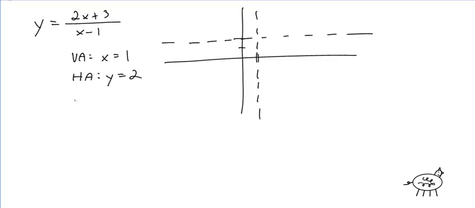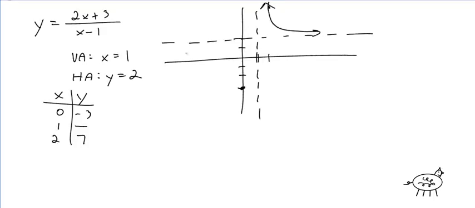And then if I plot a few points, x and y, we're going to do 0 and 2. If I put 0 in there, I get 3 over negative 1, which is negative 3. If I put a 2 in there, I get 4 plus 3 is 7, 7 over 2 minus 1, so 7 over 1 is 7. So 0, negative 3, right here. And 2 comma 7 is somewhere up here. I kind of ran out of room here, but this is what my graph is going to look like, somewhat like that. We're getting a rough sketch, and now you kind of have an idea.